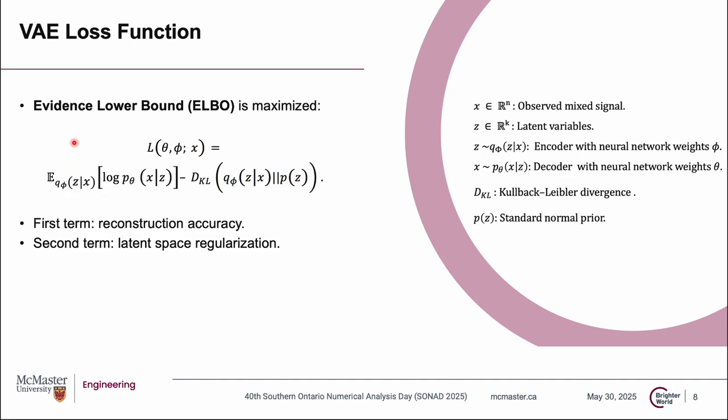In here I want to make sure that the likelihood of getting something similar to the X, something similar to the input from my decoder, is as much as possible so that reconstruction error is minimized. And at the same time, this P of Z is set to a standard normal prior.